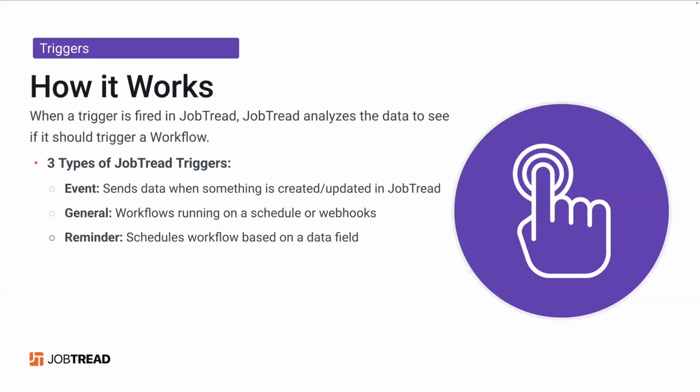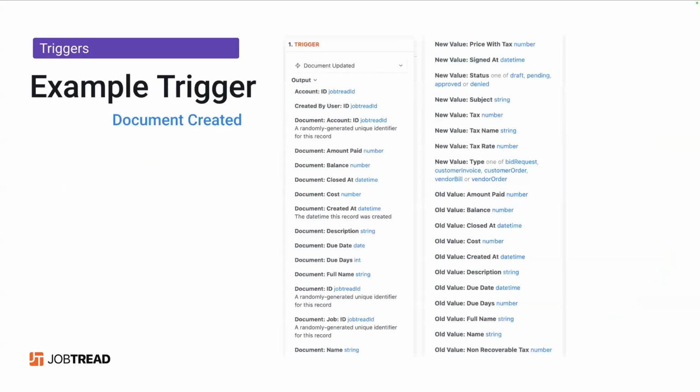And that's where you can set, based on a custom field changing or a date field changing, a workflow to be scheduled to run around that date, either a certain amount of time before or after. So from there, let's take a look at this example trigger.